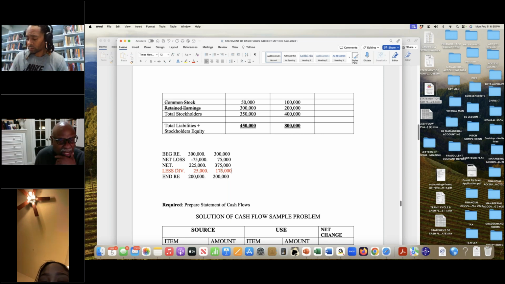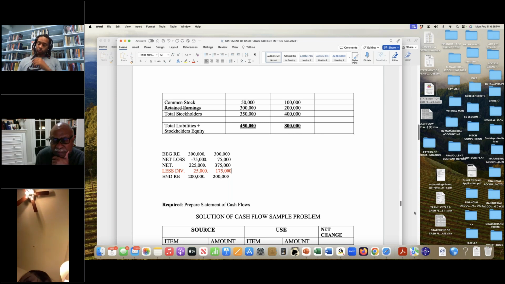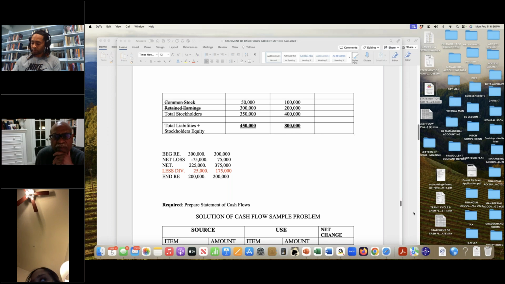So dividends is always the number after we merge together, added income and subtracted loss. It's the difference between that number and the ending retained earnings. Ending retained earnings was 200, beginning was 300. Any questions? So if it's a net loss, you subtract to get the dividends, and if it's a net income, you add. That's correct. Okay.